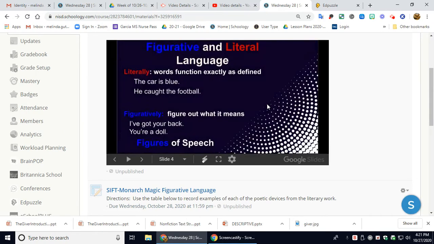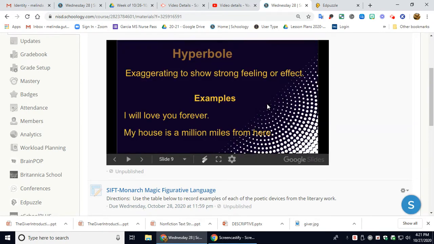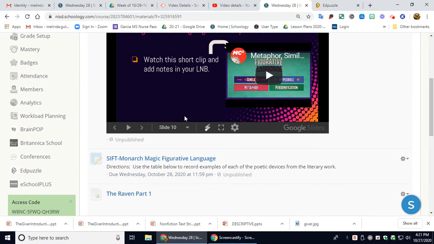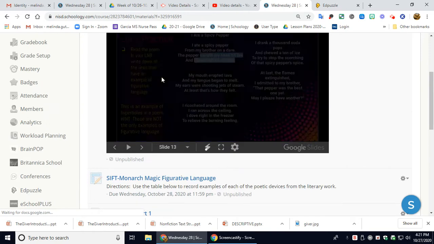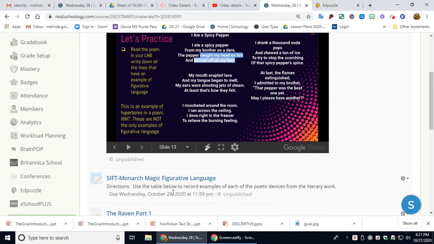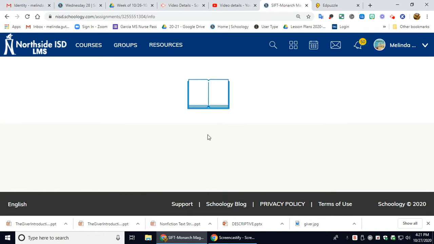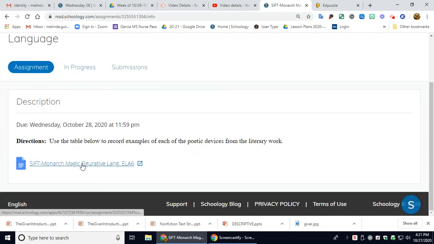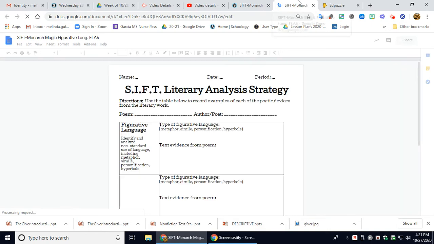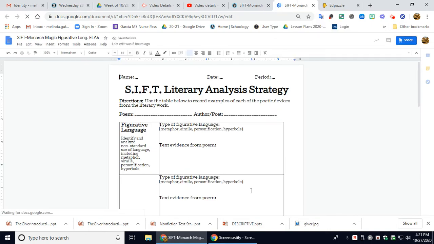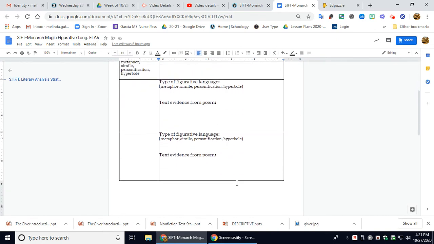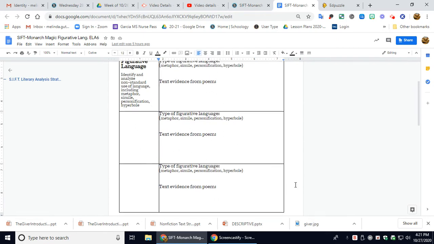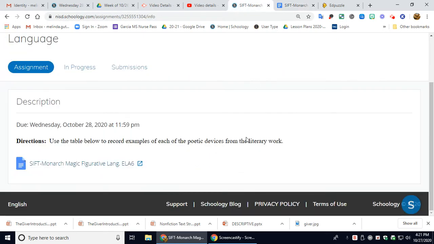And then after we are done with that, on the second half of class, we read the poem Monarch Magic yesterday, and I will send that over so it's in this folder as well. But you will be completing a SIFT chart using that same poem that we read yesterday, completing figurative language. And you will be identifying the figurative language and then providing text evidence. And so you'll be looking for 3 different examples from that poem.